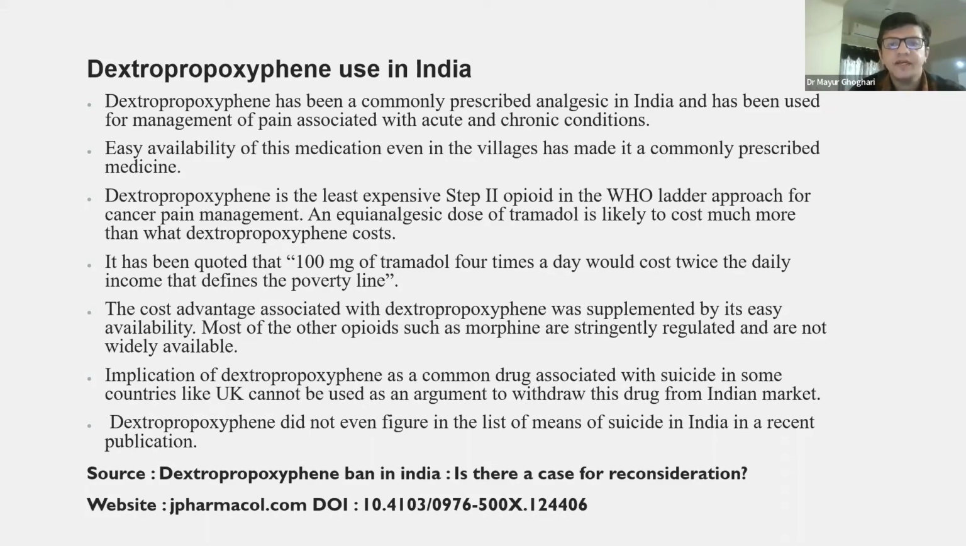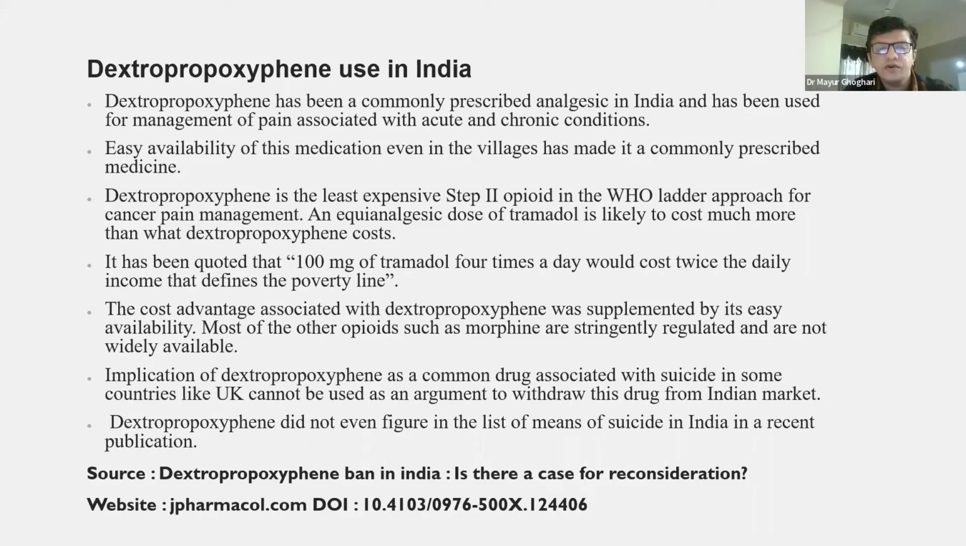Dextropropoxyphene has been a commonly prescribed analgesic in India and has been used for management of pain associated with acute and chronic conditions. Easy availability of this medication, even in villages, has made it a commonly prescribed medicine. It is the least expensive step 2 opioid in the WHO ladder approach for cancer pain management, as an equivalent dose of tramadol is likely to cost much more. It has been quoted that 100 milligram tramadol 4 times a day will cost twice the daily income that defines the poverty line. The cost advantage of dextropropoxyphene was supplemented by its easy availability.